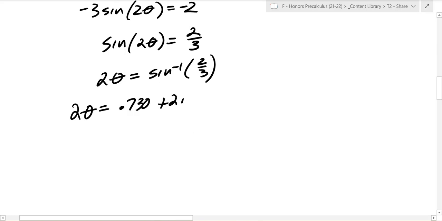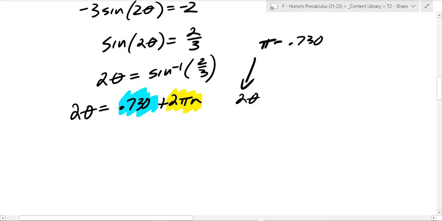And when you do that on your calculator, you end up with 2 theta is equal to 0.730 plus 2 pi n. We got rid of the sine, so therefore you need to add in this 2 pi n. But remember, on the other side, you have to do the pi minus this value right here. So that value right there is 0.730. So you end up with the other answer of 2 theta is equal to 2.412 plus 2 pi n.